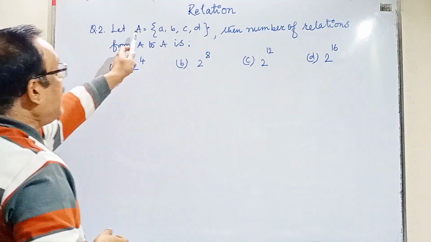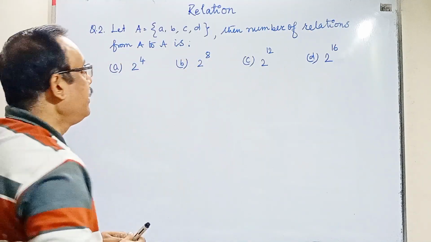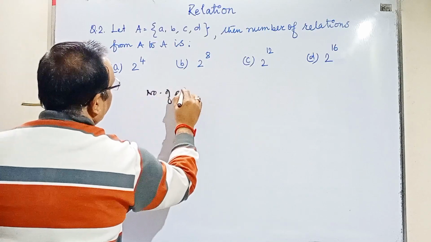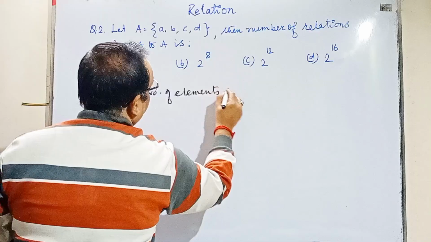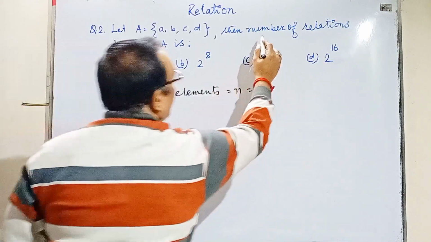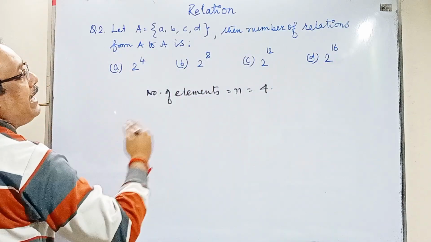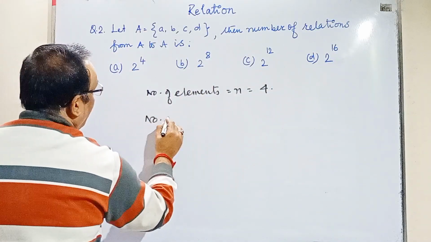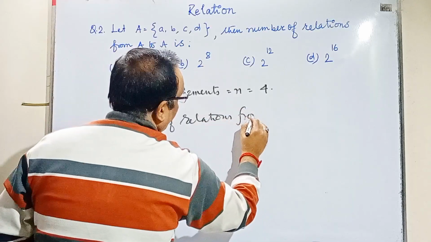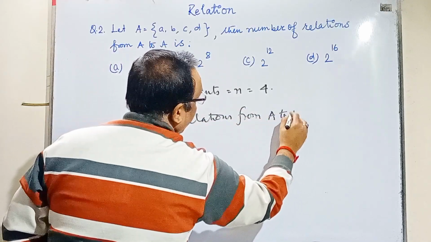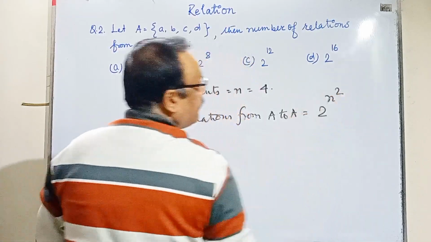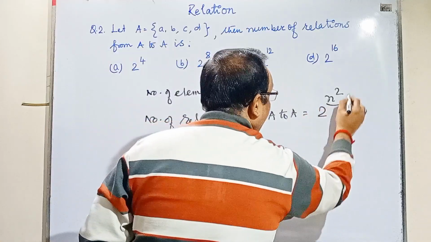So this A has got 4 elements. So the number of elements, which we denote by n, is 4 here. We have to find out the number of relations from A to A. How many relations are there? The formula for this is: number of relations from A to A is equal to 2 to the power n square. That's the formula.